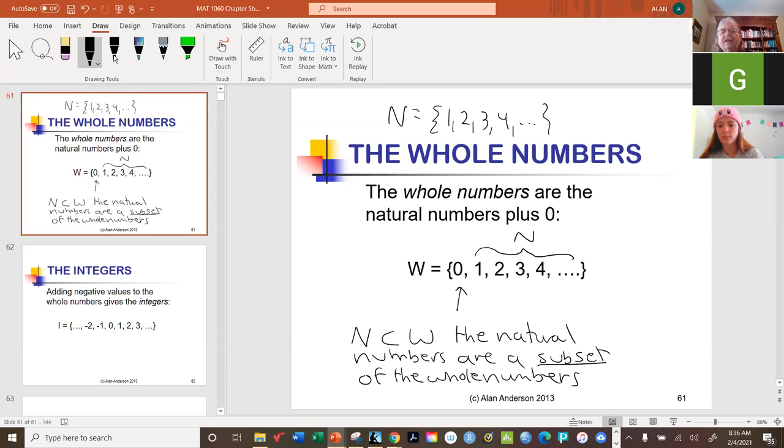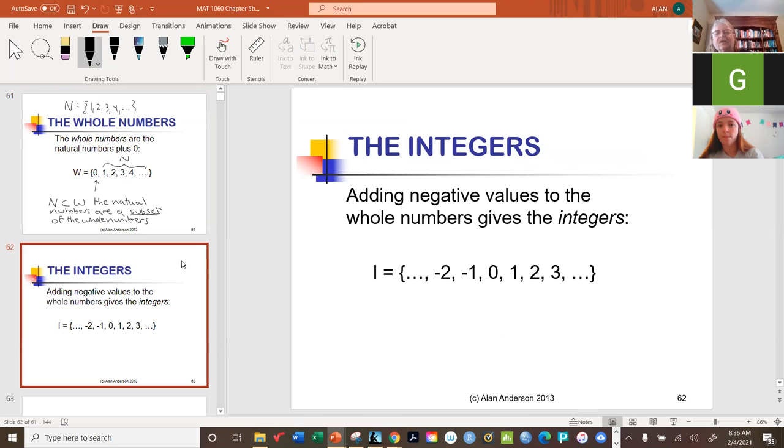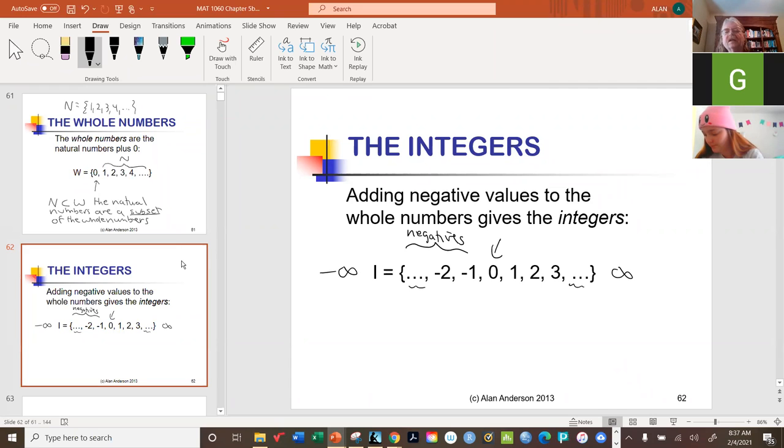So by adding negatives, we now have a new set, which is referred to as the integers. Okay, so you notice all of a sudden, we now have a zero and we have negatives. We haven't seen that yet. And also, because this set now goes all the way up to positive infinity, and all the way down to negative infinity, we need these dots going in both directions. Because what we're seeing here is that this set covers the entire territory from negative to positive infinity.